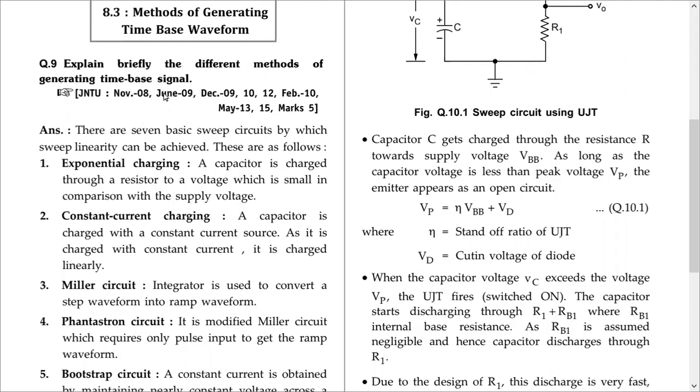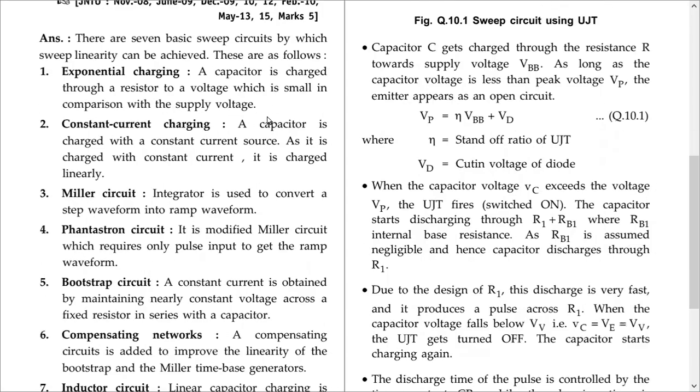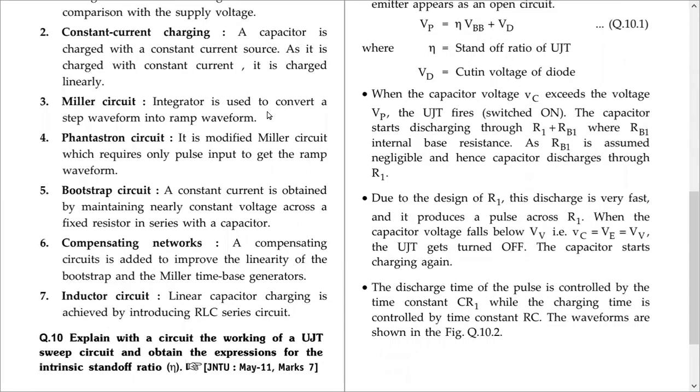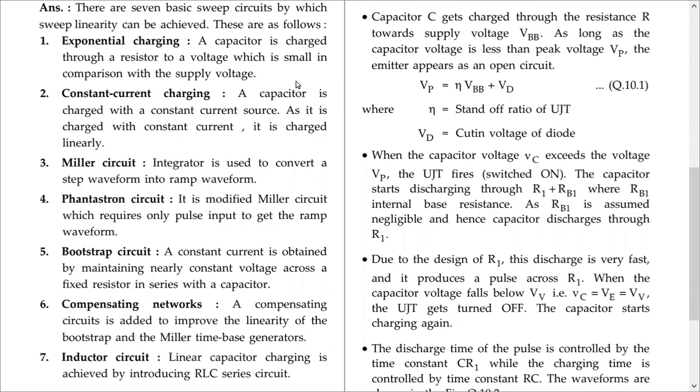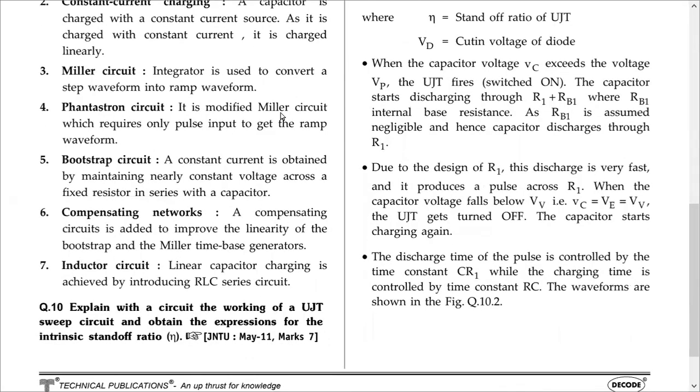Very important: explain briefly the different methods of generating time-based signals. See how many times it was asked: 1, 2, 3, 4, 5, 6, 7, 8, eight times in previous years. Whenever you are studying, as I told you, you can buy this book online; I have shared the link. How do you know whether a question is important? It is asked so many times, so obviously it is important. Focus more on the questions which were asked many times.